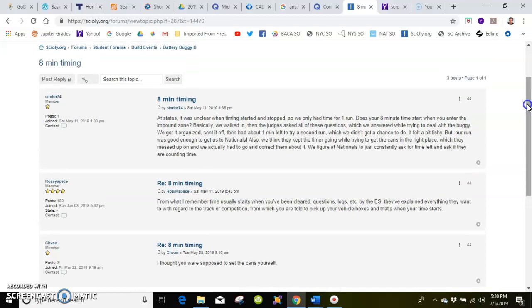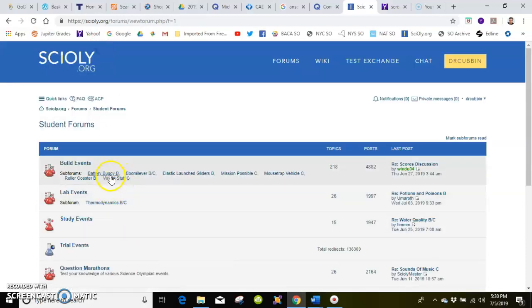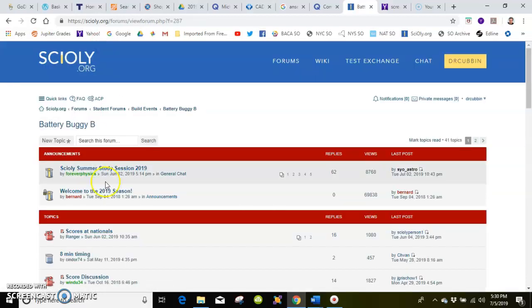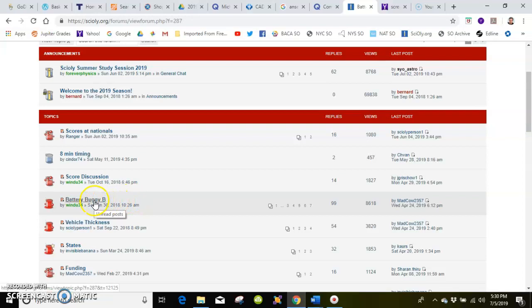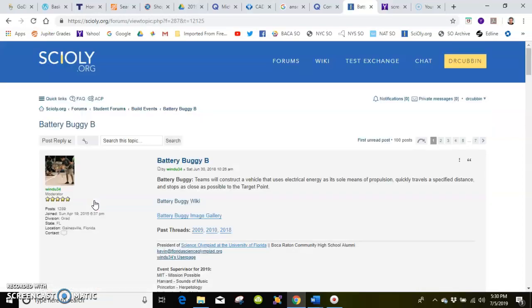This happens to be a short one. This is three posts for this. So let's go back to this. This happened to be three posts, so you can see there were two replies and the initial word that was put out there. Some of these are pretty active, like Battery Buggy B, which is us, which we're not doing. This is for last year, but this had quite a few responses.